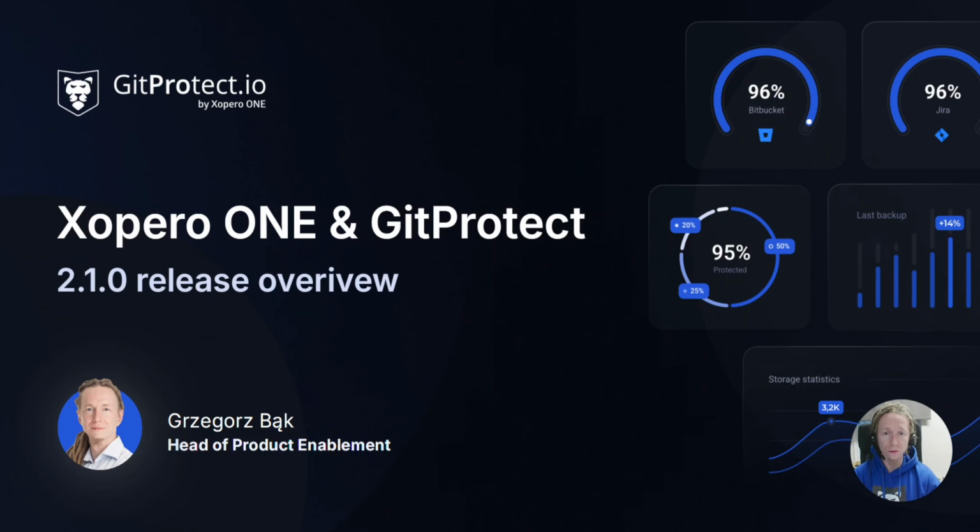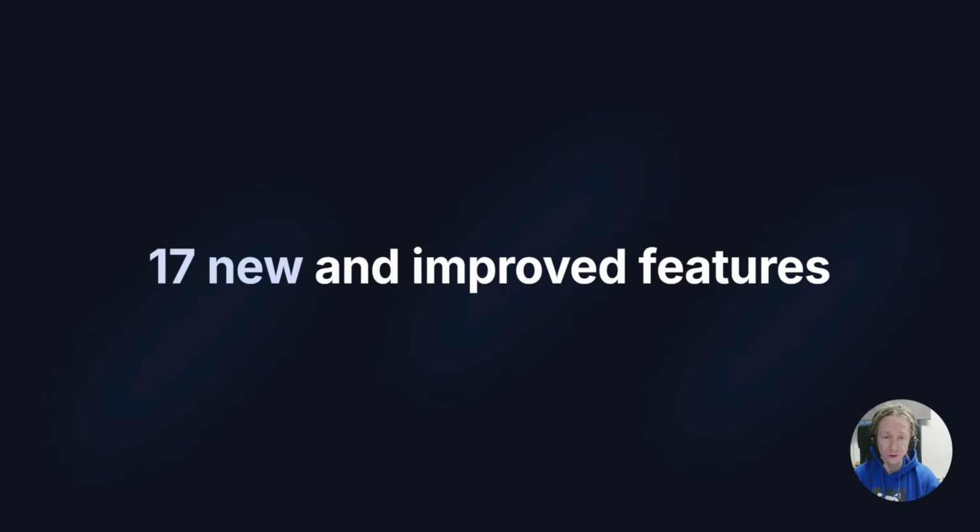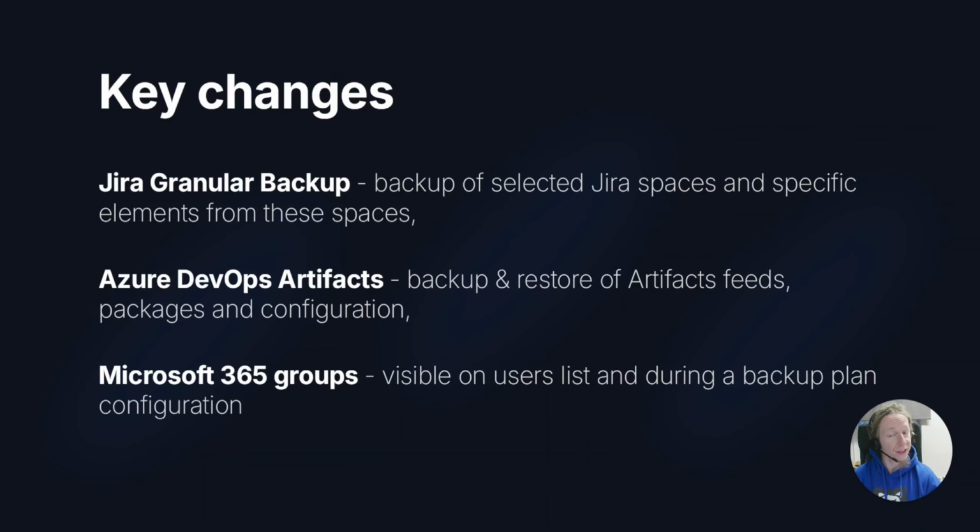Welcome to a quick overview of Xopero ONE and GitProtect's latest release. We've released 17 new or improved features and fixed tens of bugs, so now our products are more reliable than ever. Let's take a look at key changes in this release.